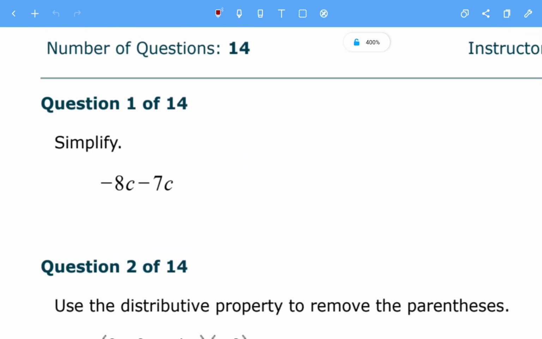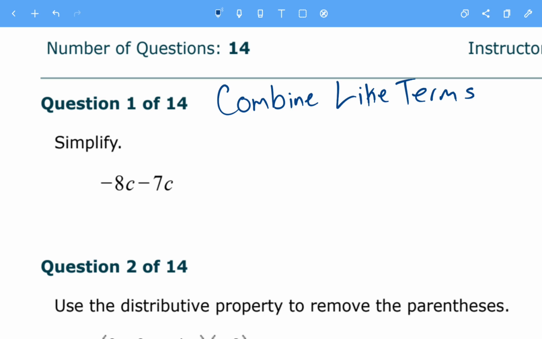So number 1, we want to simplify the expression below. Negative 8c minus 7c. So for this, we are going to want to combine any like terms which have the same variables. So like terms have the same variable. And like terms, the variables have the same exponents.